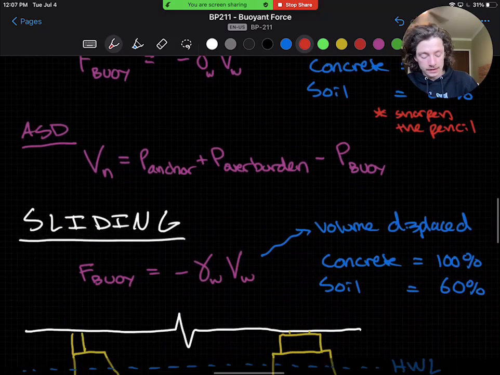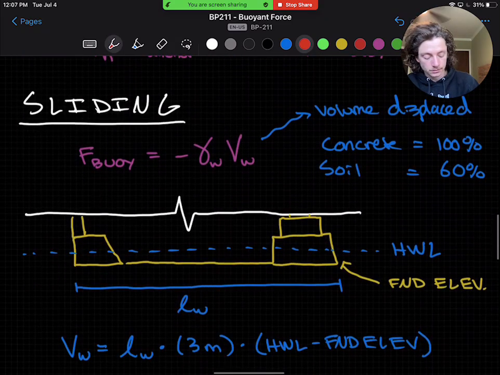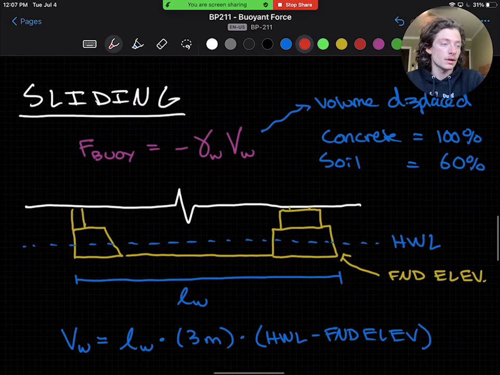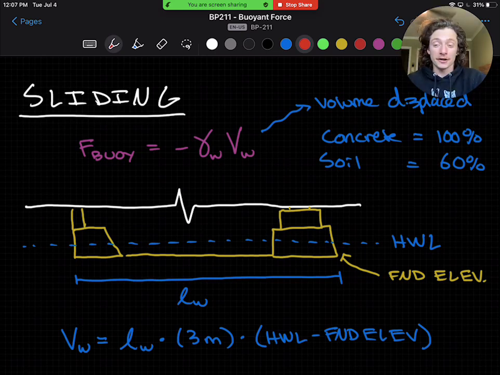In the case of sliding, we can use the same reduction factor as above for uplift to reduce our vertical forces, but multiplied by a different area. And as you can see below, our new volume of water displaced is going to be the length of the water that is displacing along the abutment, multiplied by the width, multiplied by that same difference between the foundation elevation and the high water line elevation.